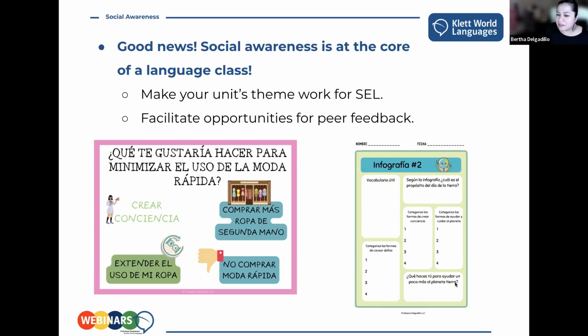And then I had other activities, but the idea here is, yes, we're talking about Earth Day and things that we can do to take care of the Earth. We're doing it in the target language, and we are raising that social awareness. We are raising that empathy for the Earth, etc. So this is a glimpse of what that looks like.